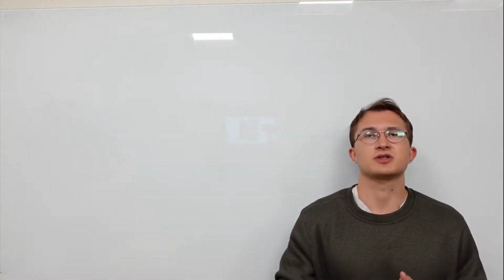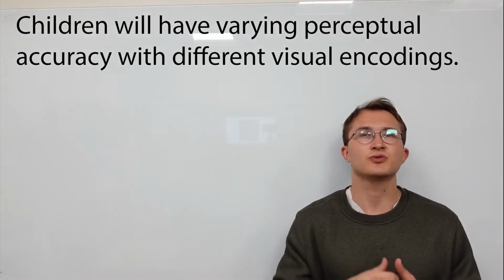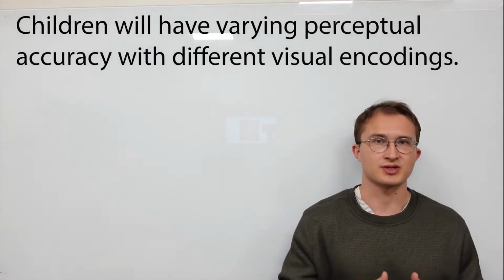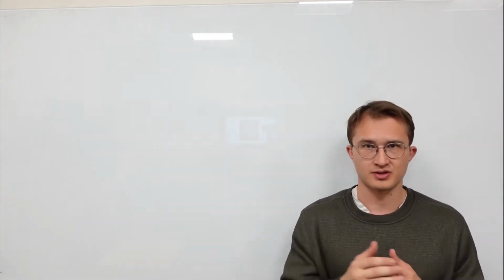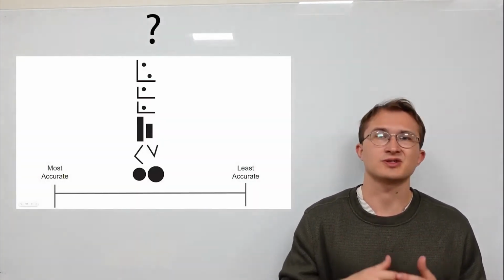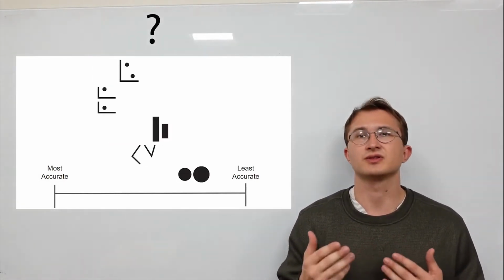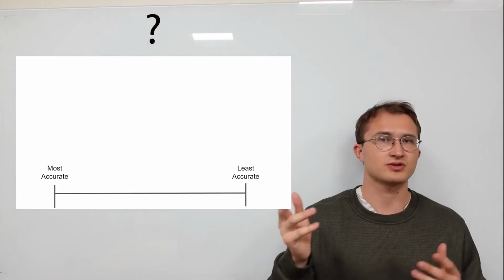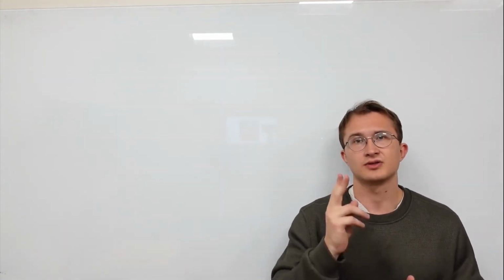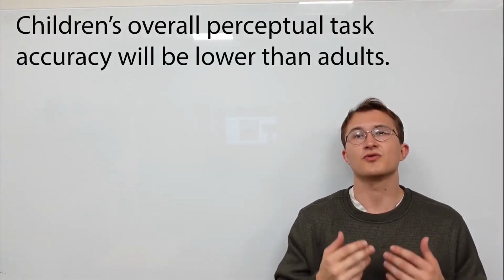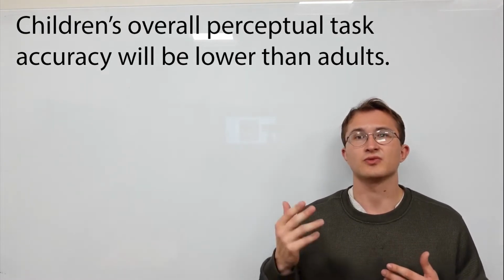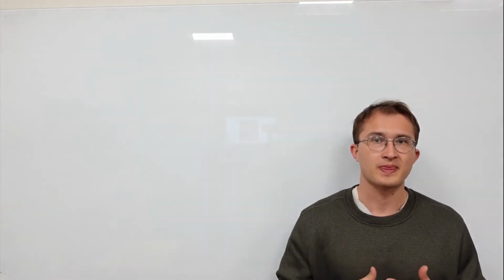The three hypotheses we posed were: 1. Children will have varying perceptual accuracy with different visual encodings. We kept this hypothesis deliberately broad and conducted a visual analysis later on to determine the rankings from most to least accurate. 2. Children's overall perceptual task accuracy will be lower than adults.